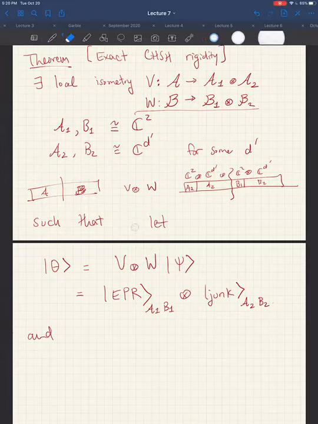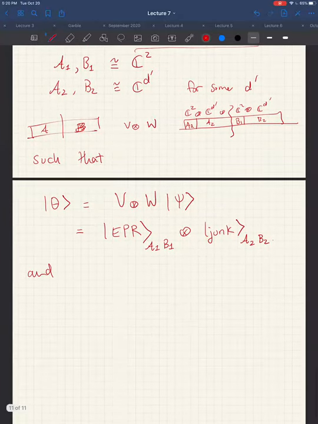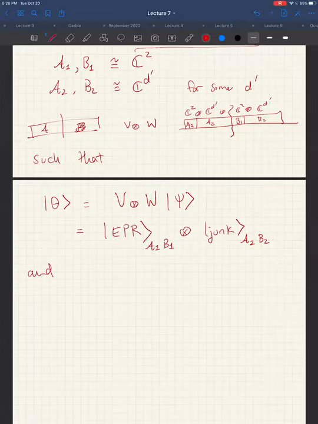Okay. Well, this is my conclusion. Sorry, go ahead. Am I correct in stating that once we prove that we have an EPR state there, then by the monogamy of entanglement, we can now state that these two qubits cannot be entangled with anything in the junk state?